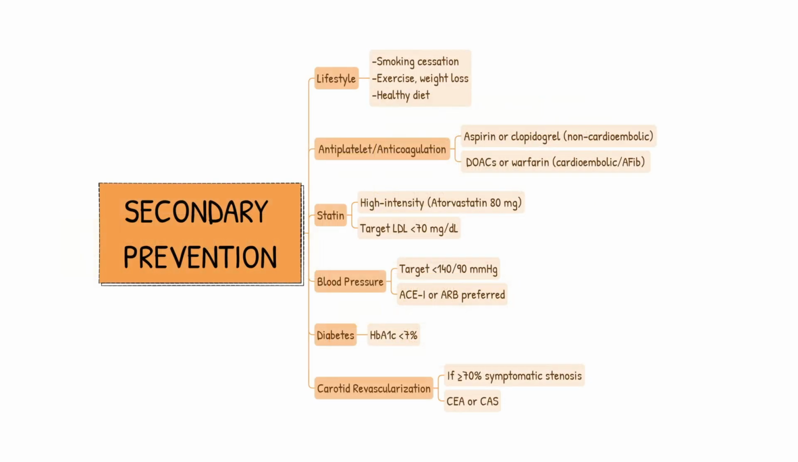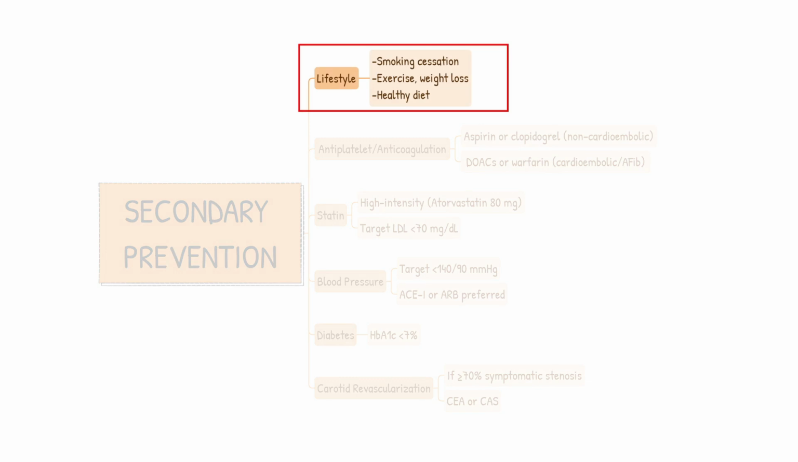After a patient recovers from acute stroke, secondary prevention is crucial to prevent recurrence. This includes lifestyle modifications, antiplatelet or anticoagulation therapy, statin therapy, blood pressure control, diabetes management, and carotid revascularization when indicated. Lifestyle changes include smoking cessation, regular exercise, weight loss if overweight, and a healthy diet.